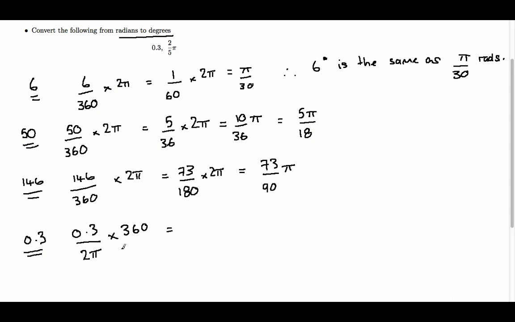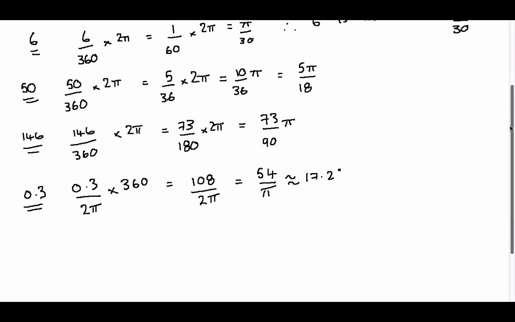So what that gives us is 0.3 times 360 is 108. So we have 108 over 2 pi, which is 54 over pi. So 0.3 radians is equivalent to 54 over pi degrees, and 54 over pi is roughly 17.2. So 0.3 radians is 17.2 degrees.